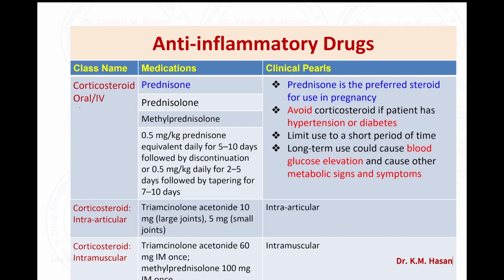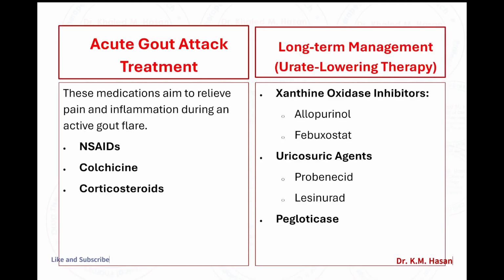Cortisone could be used orally or IV. We need to remember cortisone may increase the risk of hypertension, diabetes, elevated glucose level, and metabolic signs. All these are considered risk factors or adverse effects. We also have cortisone injected into the joint. This is intra-articular, meaning we inject the joint with cortisone, and this will give temporary relief of symptoms.